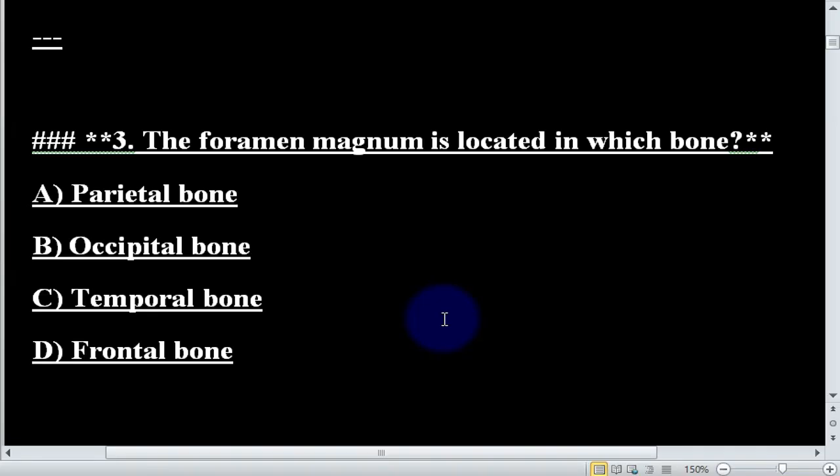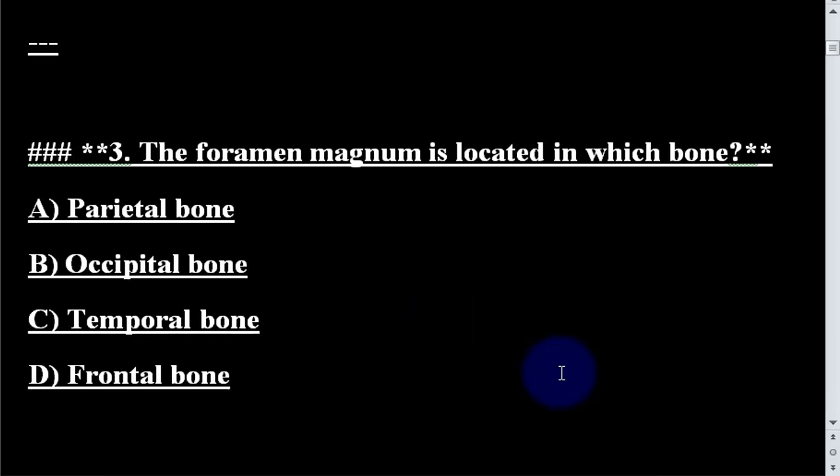The next question is, the foramen magnum is located in which bone? We have A, the parietal bone, B, the occipital bone, C, the temporal bone, and D, the frontal bone. So we are talking about the foramen magnum. The correct answer is B, the occipital bone. The foramen magnum is the large opening found at the occipital bone, which functions to connect the spinal cord to the brain.